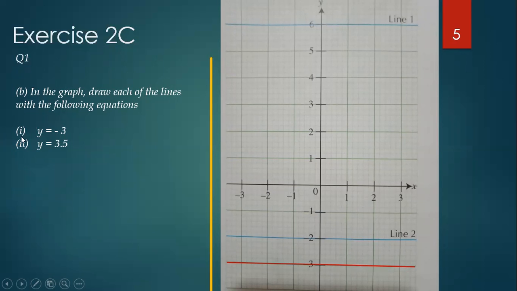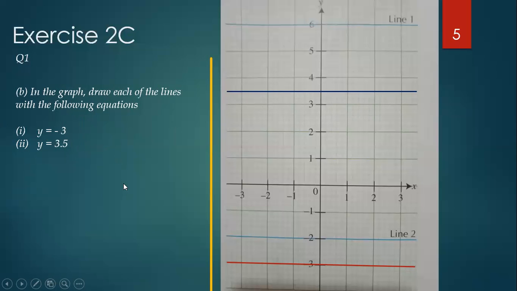And where our horizontal line will meet the y-axis at 3.5, it will be in between 3 and 4, somewhere here. So let's draw that one. There you go. Wasn't it simple? So if the equation is starting with y, you'll get a horizontal line, and you have to see where that horizontal line will meet the y-axis, at which point.